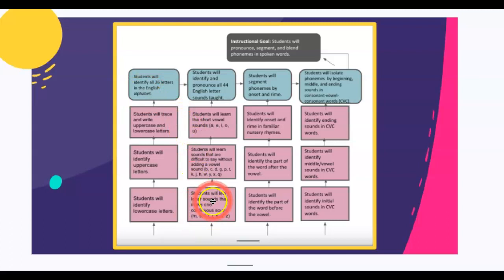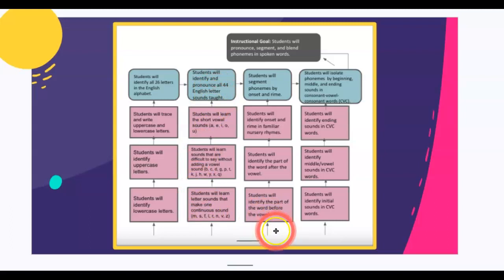And then same thing over here, students will learn letter and sounds that make one continuous sound first. Then they're going to learn sounds that are difficult to say without adding a vowel sound, such as these letters right here. Then they're going to learn the short vowel sounds, and then they're going to identify and pronounce all 44 English letter sounds taught.